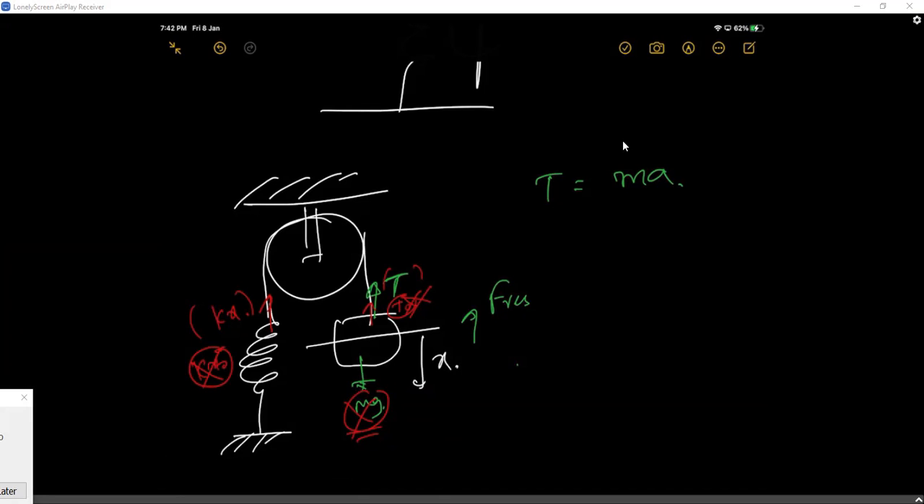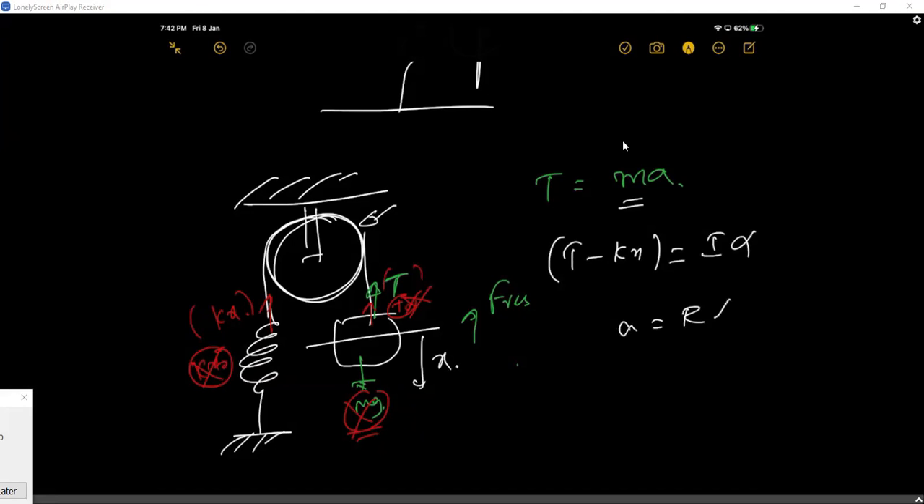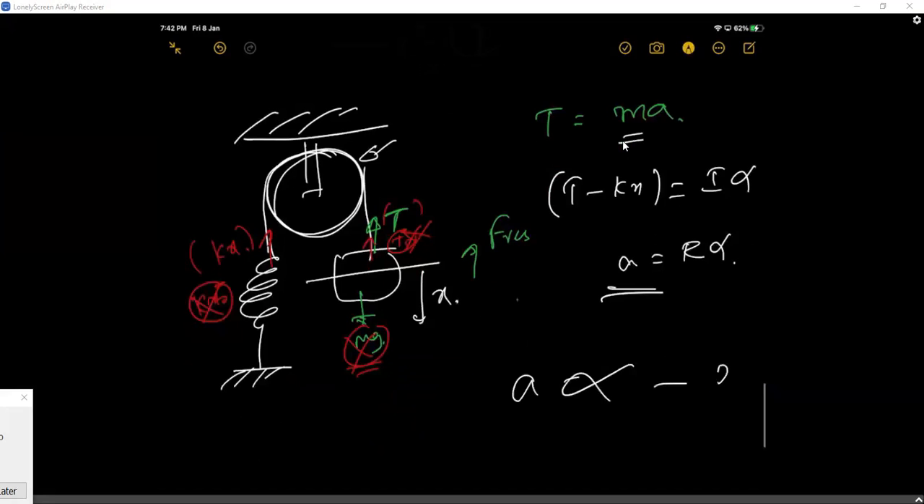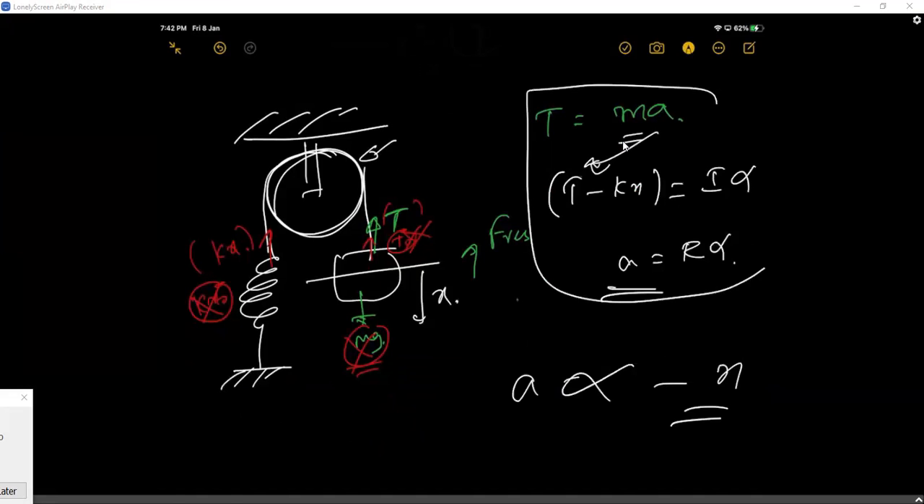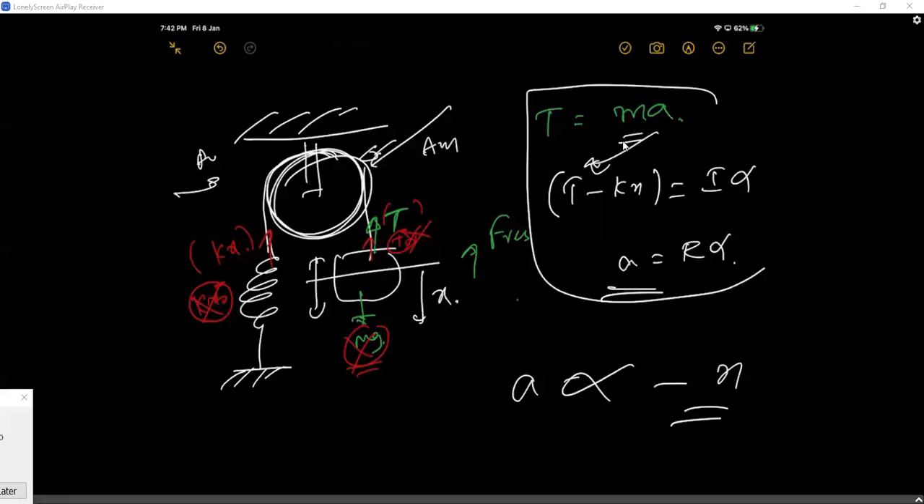T equals to ma, and for this pulley, what can we write? T minus kx times r equals to I alpha, and a equals to r alpha. If you do this, you will get acceleration proportional to minus x. If you solve these three equations, you will get again an acceleration proportional to minus x. It is like an angular SHM, except this pulley is executing angular SHM, this is executing normal SHM. You get it?